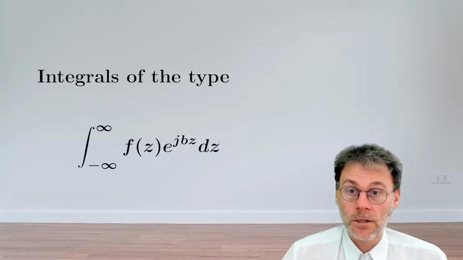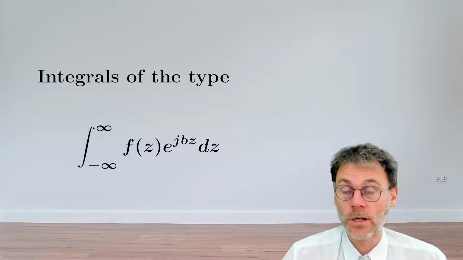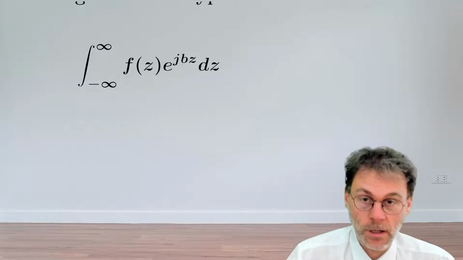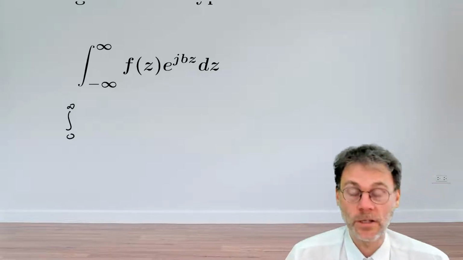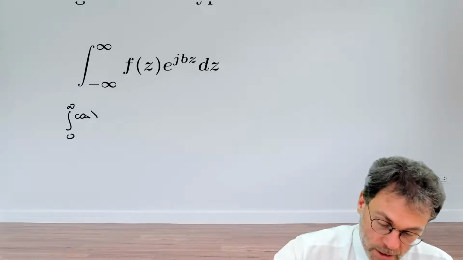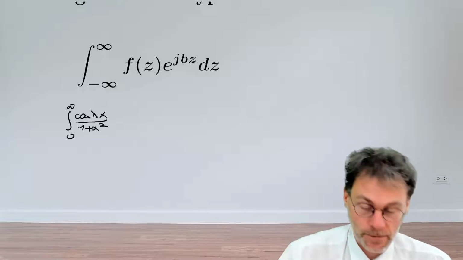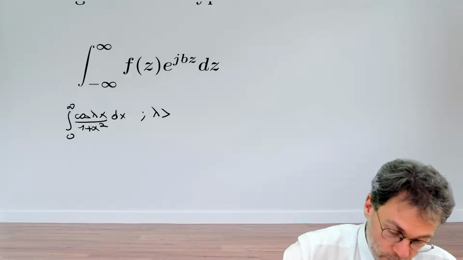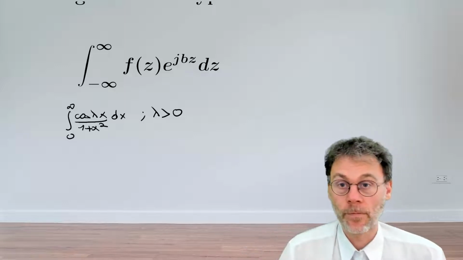Let's have a look at another example of how we can use complex contours to help us calculate tricky real-valued integrals. And the integral in our case here will be an integral from 0 to infinity of cosine lambda x divided by 1 plus x squared dx. And lambda happens to be a number with a positive outlook on life, so it's bigger than 0.